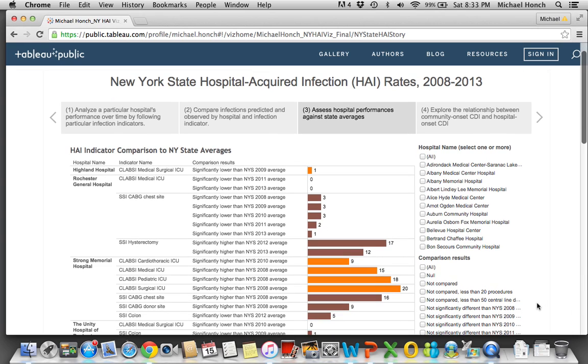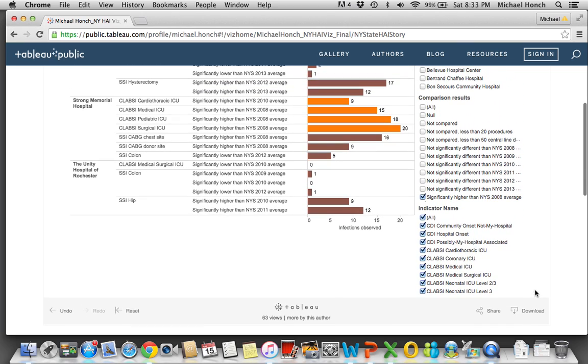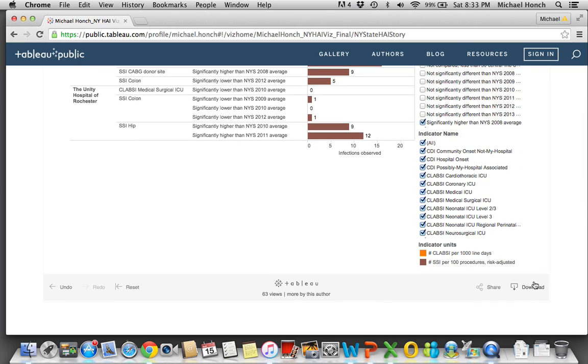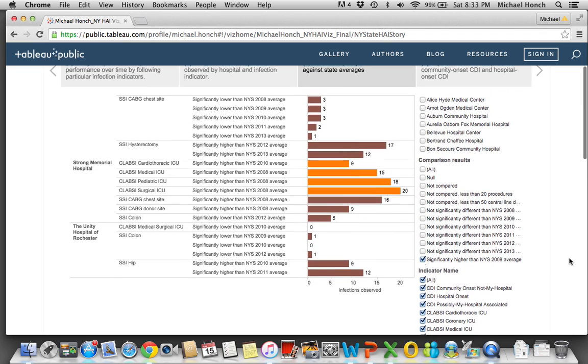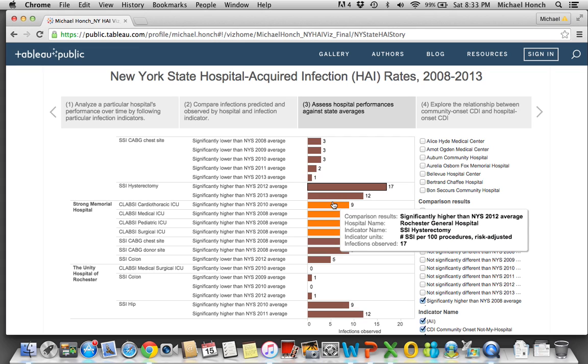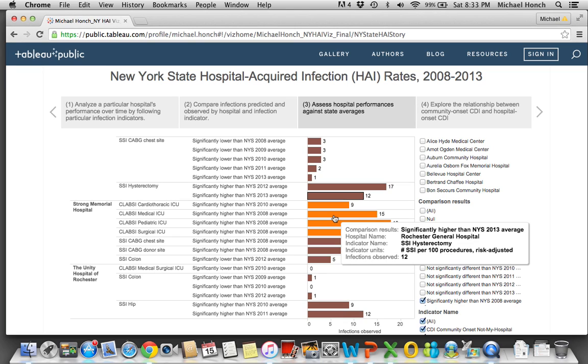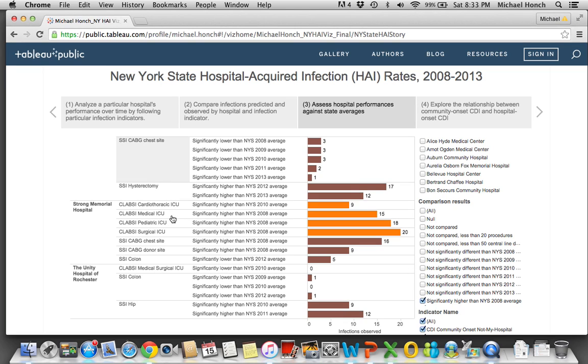And we can see areas here where their performance, if we go down and take a look at our indicator units here that are by color, and we can see that Strong Memorial Hospital in several of these years had significantly higher than state average numbers for specific procedures or contexts. And rather than making judgments, because there could be a whole story behind all of this, this is where inquiry could begin.